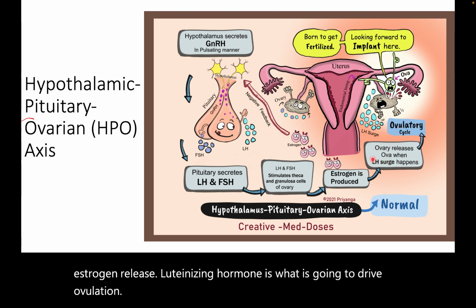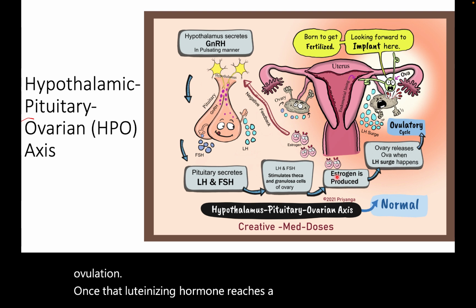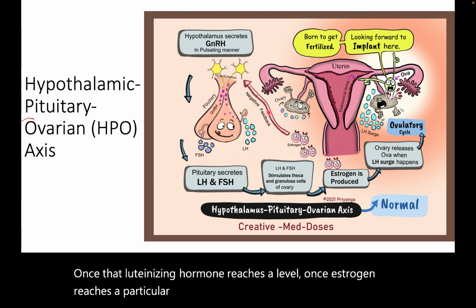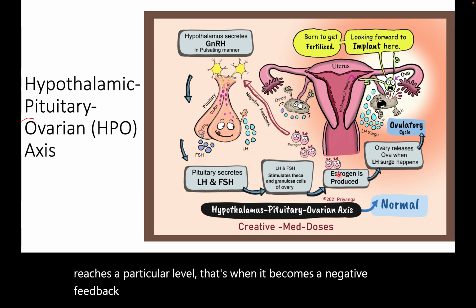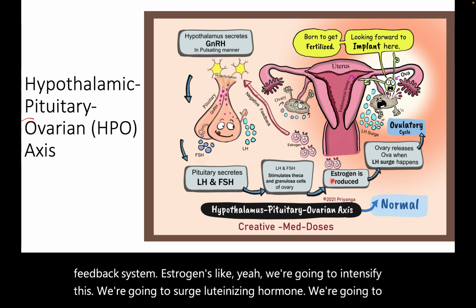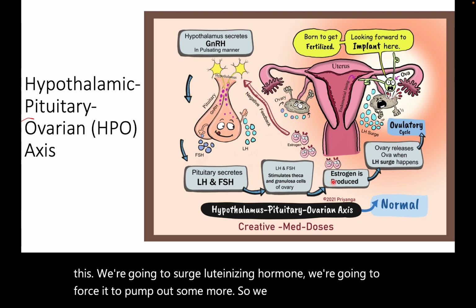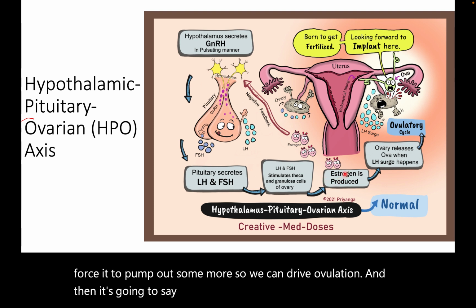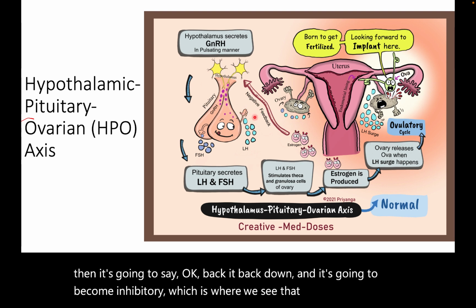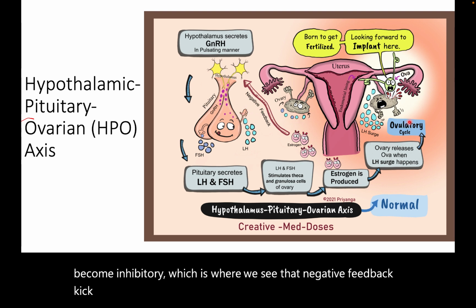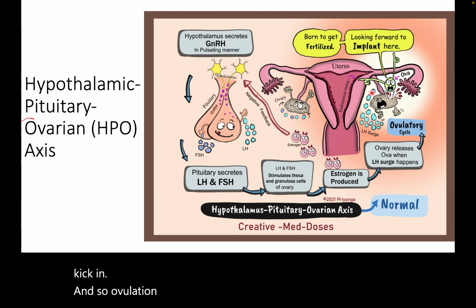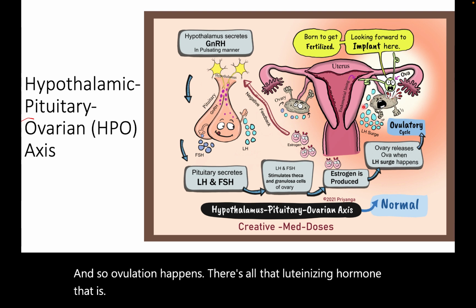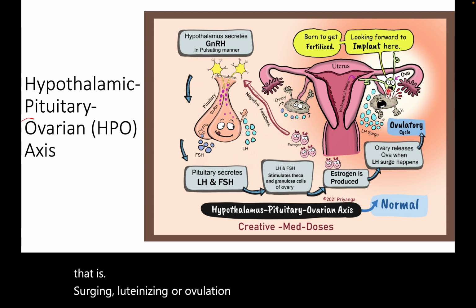Once estrogen reaches a particular level, that's when it becomes a negative feedback system. Estrogen is like, yeah, we're going to intensify this. We're going to surge luteinizing hormone. We're going to force it to pump out some more so we can drive ovulation. And then it's going to say, okay, back it back down. And it's going to become inhibitory, which is where we see that negative feedback kick in. And so ovulation happens. There's all that luteinizing hormone that is surging. Ovulation occurs. There's our little ova.